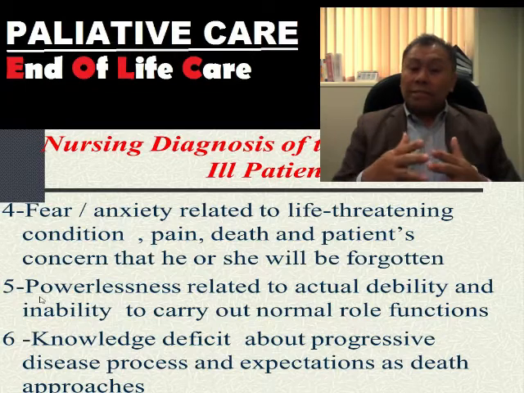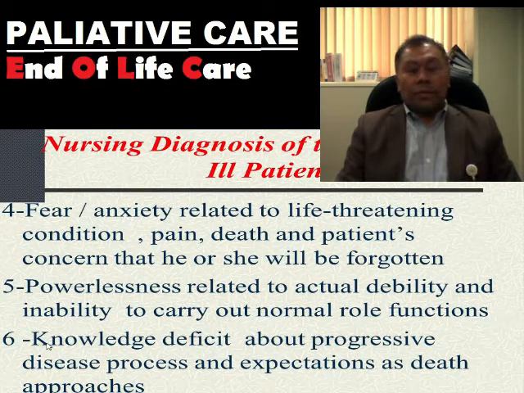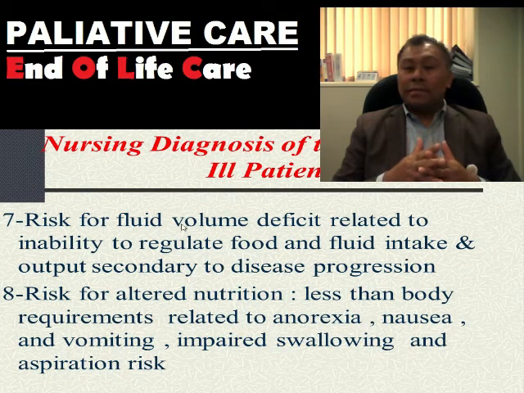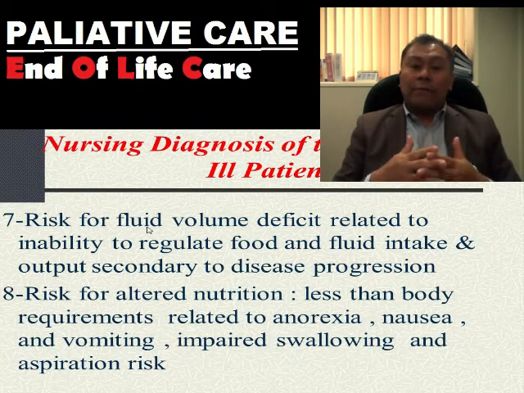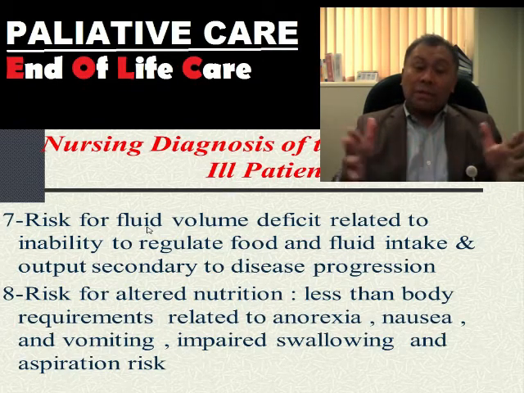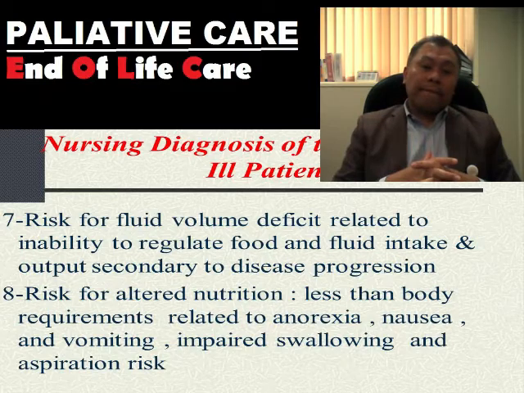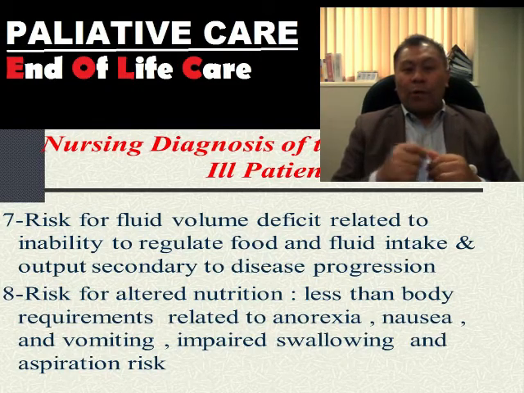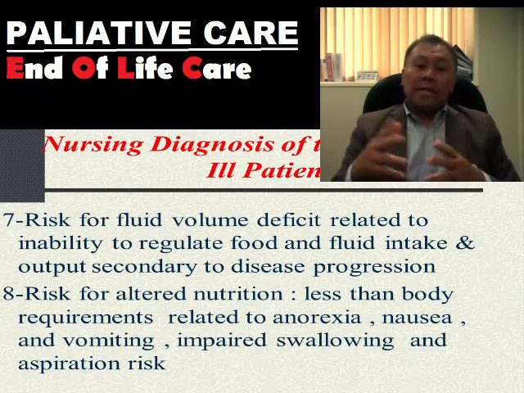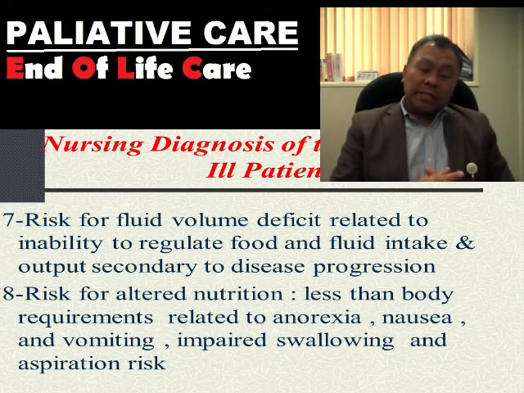So we have powerlessness related to actual debility and inability to carry out normal role functions. It may be knowledge deficit about progressive disease process and expectations as death approaches. It may be about fluid volume deficit related to inability to regulate food and fluid intake and output secondary to disease progression. Why? Because at this stage, the patient doesn't like to eat. They're anorexic already. Almost everything they don't like anymore. So as a nurse, you are going to see what are the risks for altered nutrition, less than body requirements related to anorexia, nausea, vomiting, impaired swallowing, and aspiration risk.